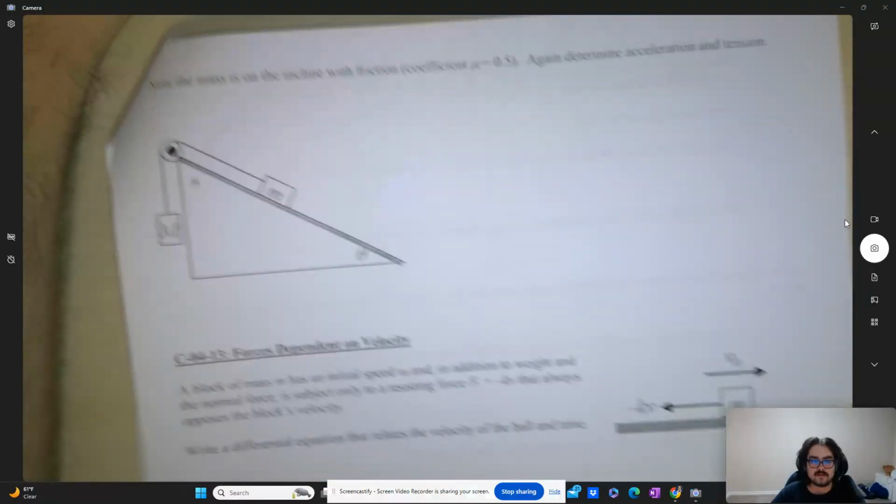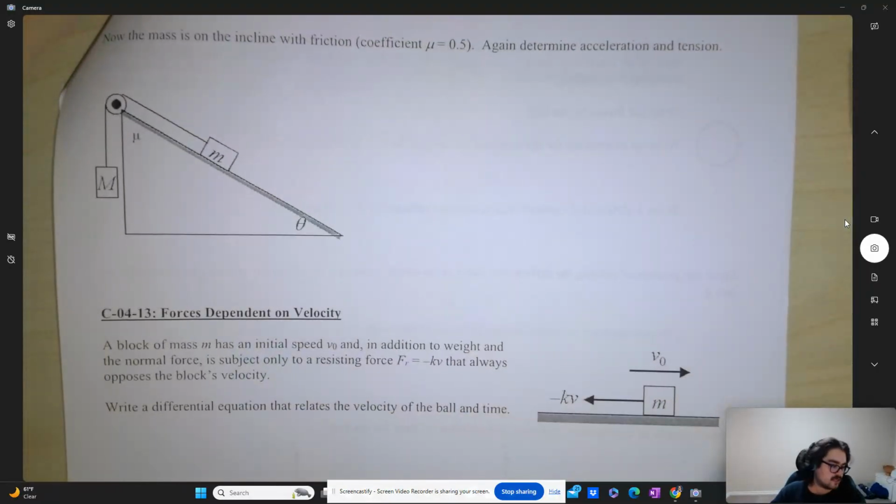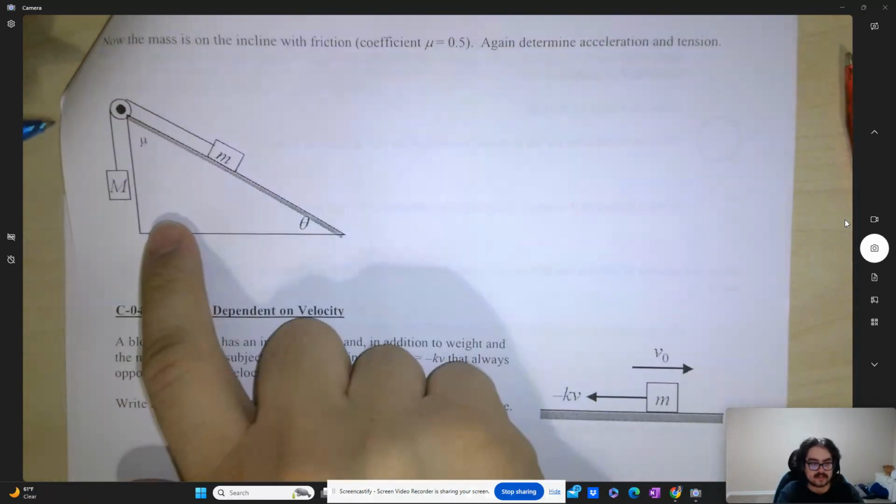Now this one, now there's friction. Oh gosh, now there's friction. And this isn't going to take too long either. I'm just going to show you how to get the expression.